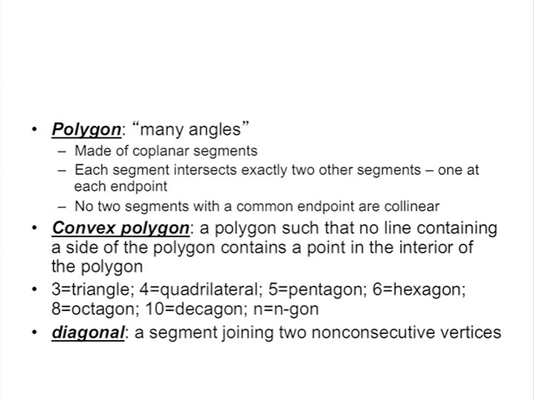A convex polygon says that it's a polygon so that no line containing a side of the polygon contains a point in the interior. It's a little bit hard to understand what a convex polygon is just by reading that, so I like to think of it in terms of its opposite, which is called concave. We're not going to be working with concave polygons, so that's why it's not defined here. But when we see what concave is, it's easier to understand what convex is. A concave polygon is a polygon that bends in inside of itself.